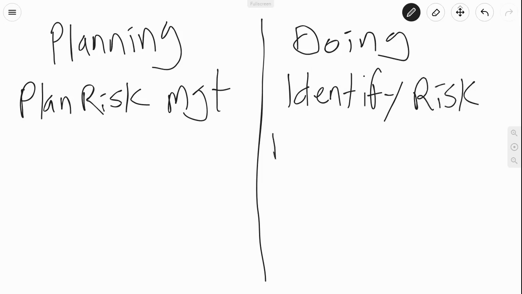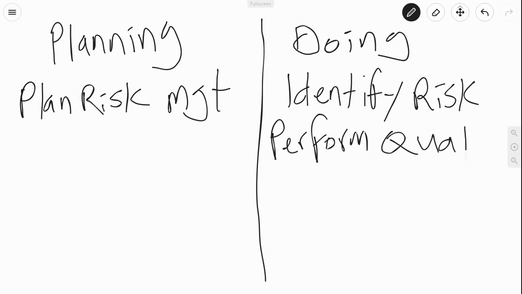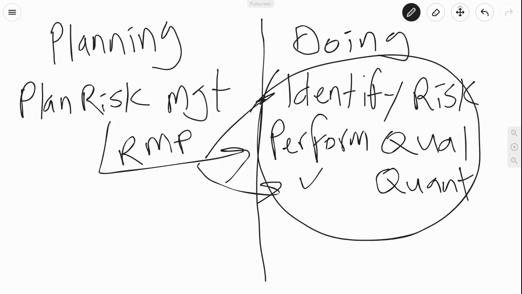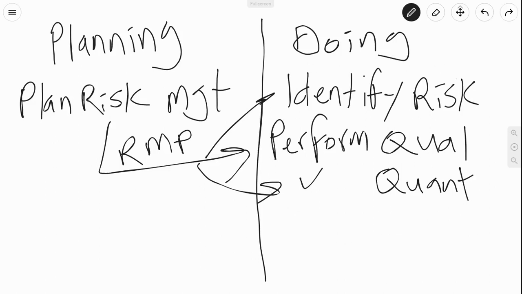Part of this you do in perform qualitative and perform quantitative. See? Perform qualitative risk analysis and perform quantitative risk analysis. They all use this risk management plan as an input to all of these things. You see? Now, just because we use them in these processes doesn't mean that we have to only decide upon them when we're using them. That will not be very proactive.